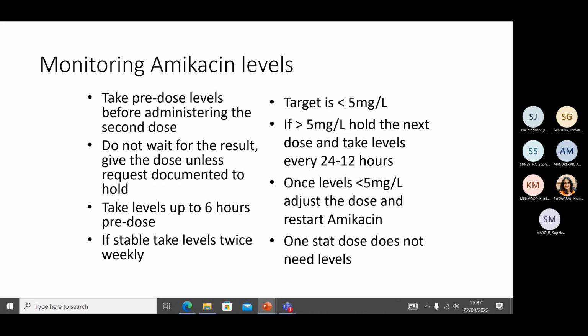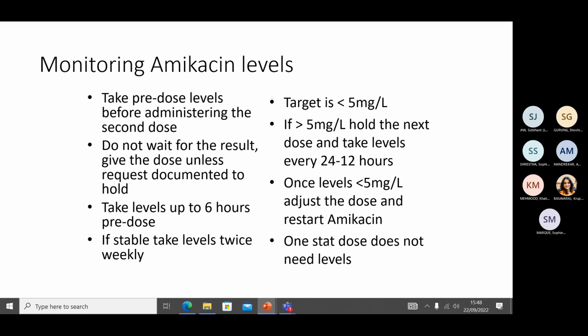And if the patient's stable, you don't need to monitor any more levels, like we cause anemia by taking too many levels. So you can just monitor them twice a week if they're stable and you're not too fussed about it. Your target is less than 5 milligrams per liter. If it's greater than 5 milligrams per liter, then we hold and we adjust the dose, and that's when you say hold. But the default is to always give.